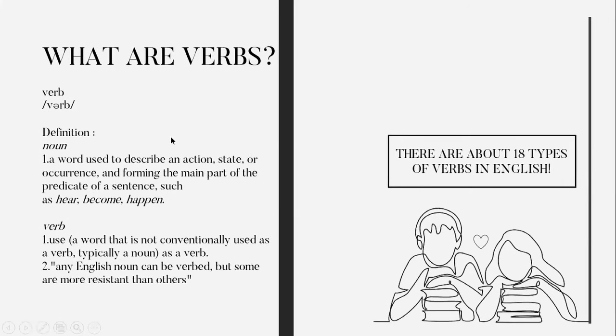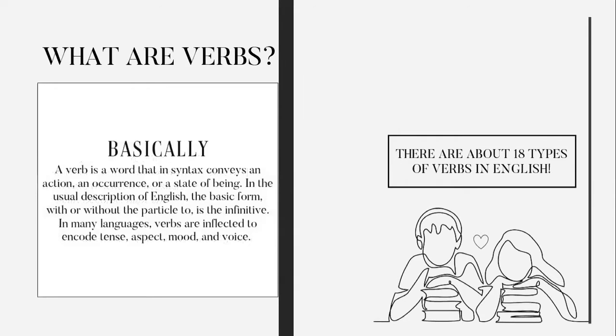What are verbs? By definition, as a noun, it's a word used to describe an action, state, or occurrence, and forming the main part of the predicate of a sentence, such as hear, become, happen. As a verb, one is use, or a word that is not conventionally used as a verb, typically a noun as a verb. Any English noun can be a verb, but some are more resistant than others.